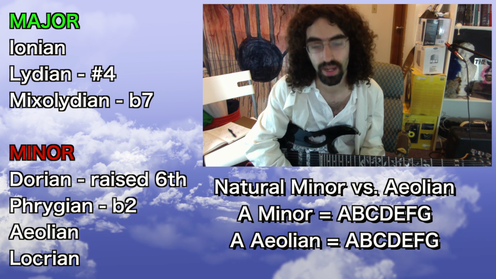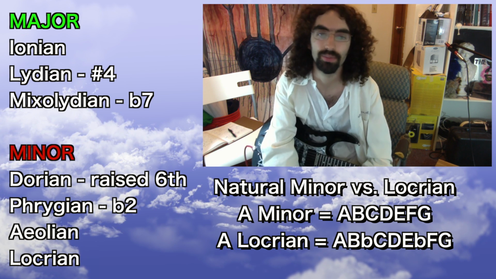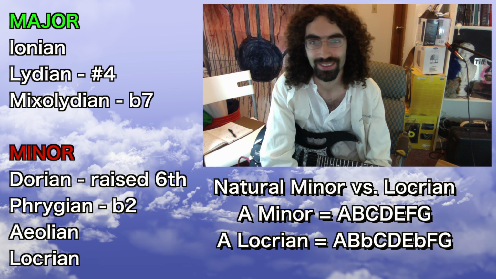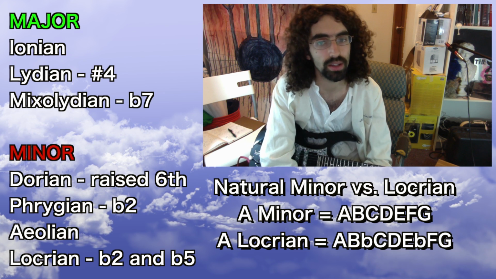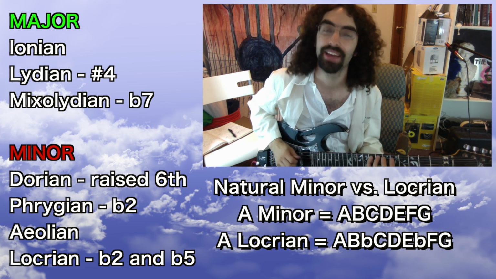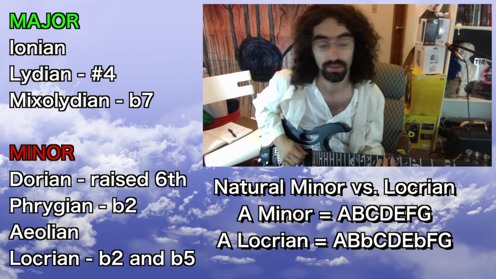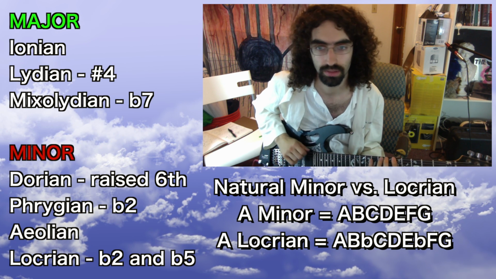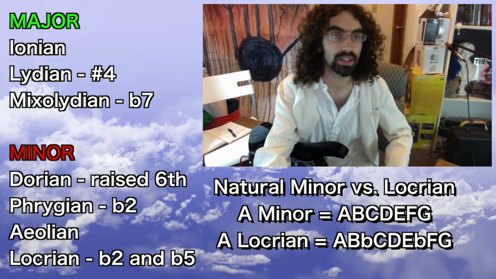So minor, Aeolian, synonymous. Finally, we're going to get to Locrian, which is the big bad wolf of modes, as I say, because there are two characteristic notes. Oh boy. For this one, we're going to flat the 2 and the 5. A minor is A, B, C, D, E, F, G, but Locrian is going to be A, B flat, C, D, E flat, F, G. It's pretty unresolved sounding. Let's hear how it sounds in an improv.